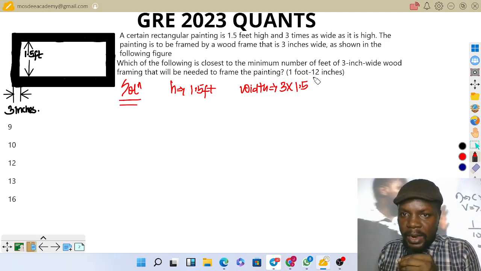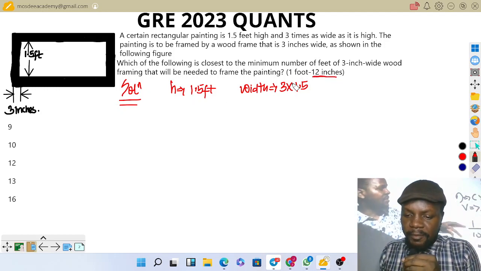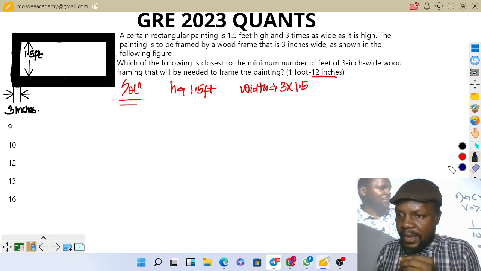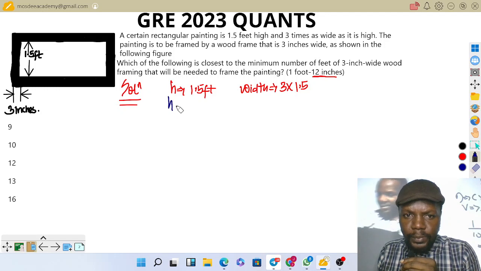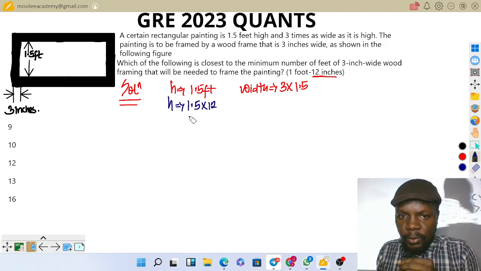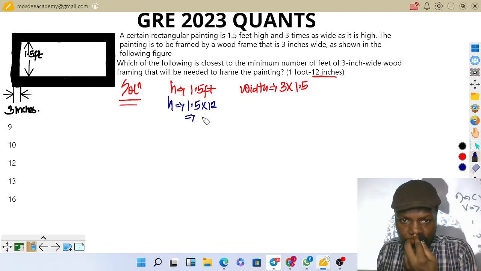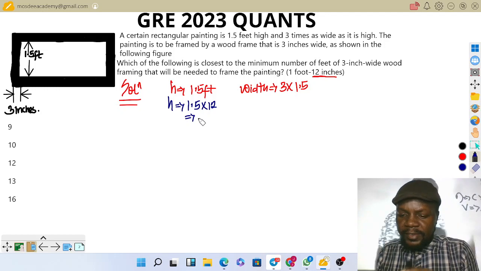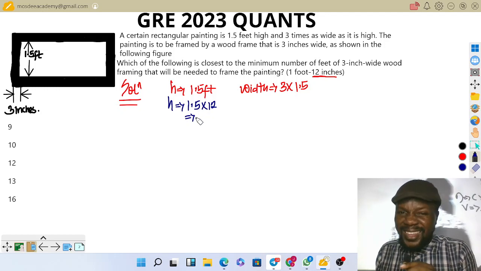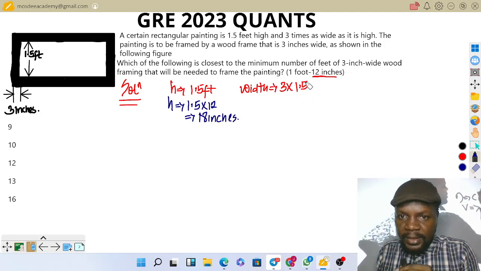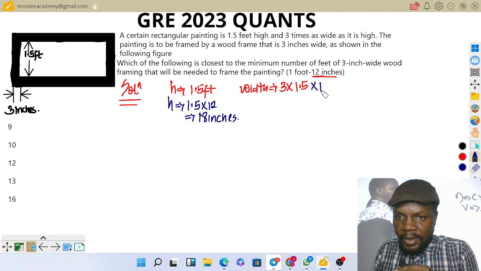But now, remember, I want to convert the feet into inches. So, for example, I can say that the height is 1.5 times 12. 1.5 times 12 is 18. It's 18 inches. So this should be 1.5 times 12.